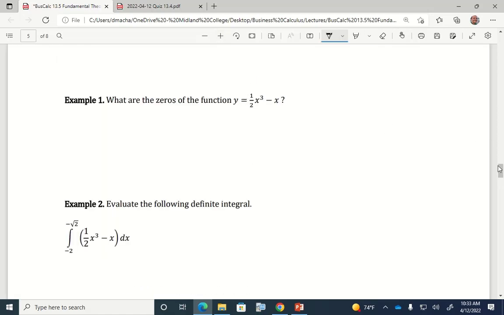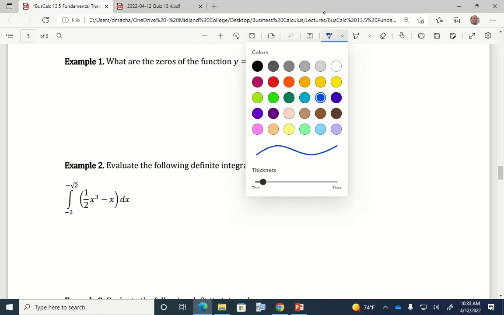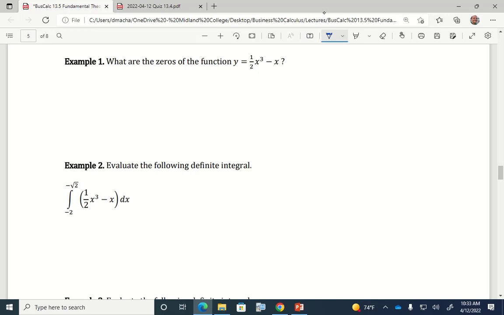So example 1 says, what are the zeros of my function 1/2 x cubed minus x. And so this is just algebra. You'd probably say, let me take out a greatest common factor. And so I'll factor out an x. So I have x times 1/2 x squared minus 1. And now I need to factor 1/2 x squared minus 1.